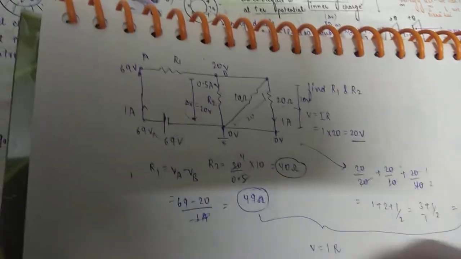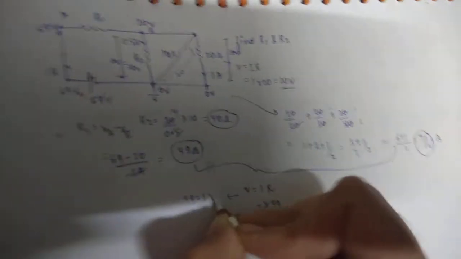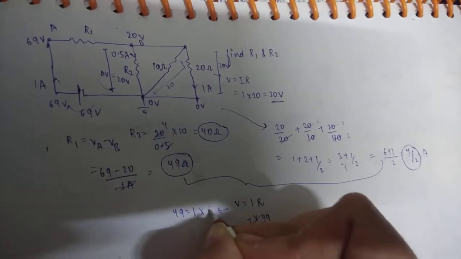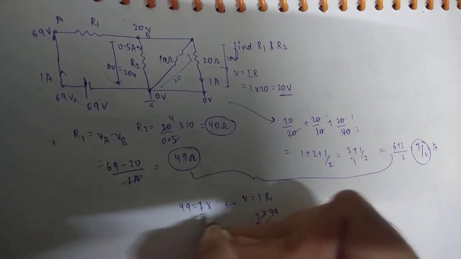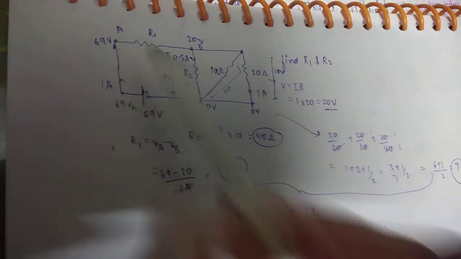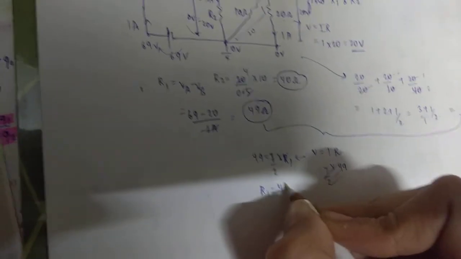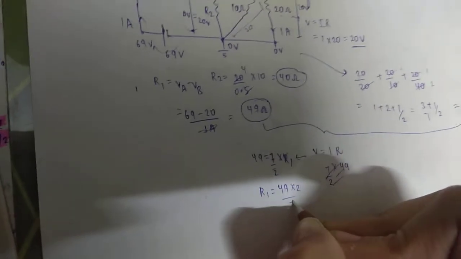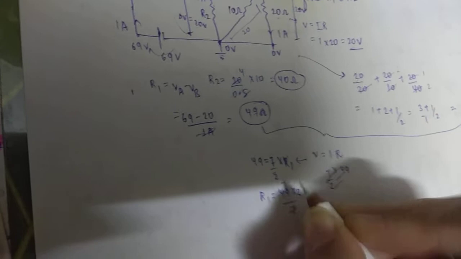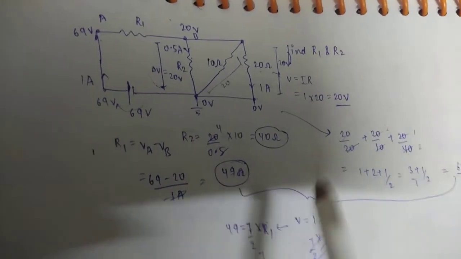Okay, so I write here 49 is equal to I into R, that is 7 by 2 into R1. So I will find R1 now. 49 into 2 by 7, so I will get 14. It is 14 ohm. Okay, so R1 would be 14 ohm.